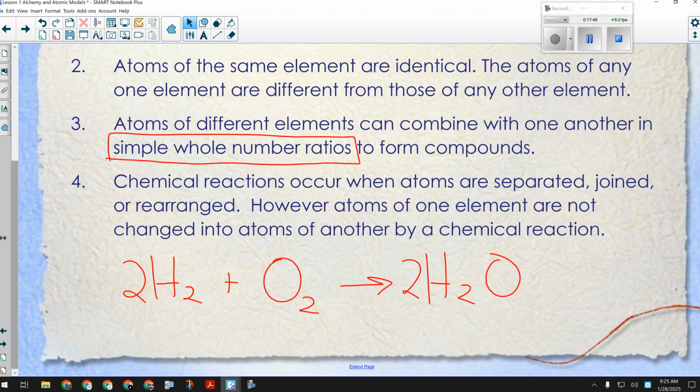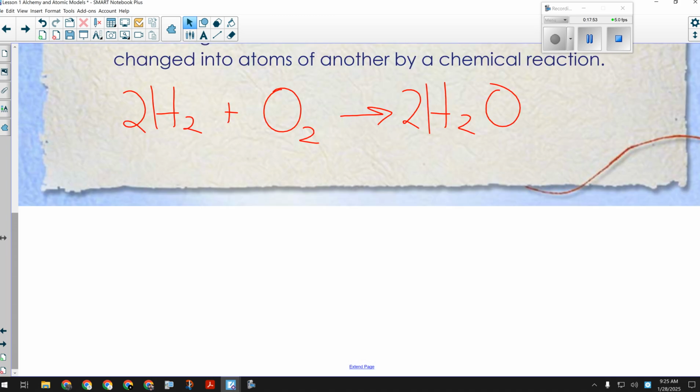I wouldn't write this reaction like this. Can I have half an oxygen atom? No. That's what he means by the third point. Atoms can combine, but they have to be in whole numbers. You're not breaking an atom in half or into smaller parts because that's not allowed. Atoms always go together in whole number ratios, 1 to 1.